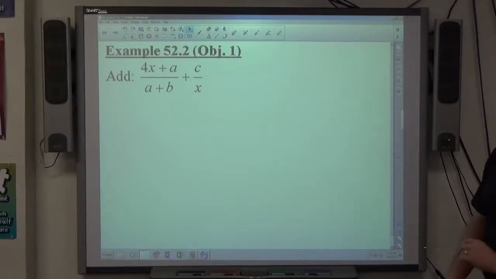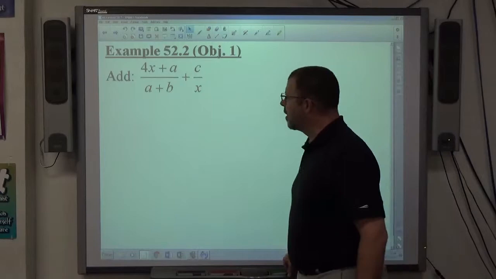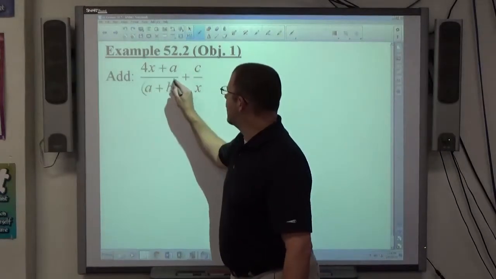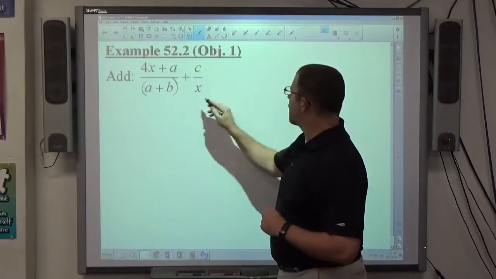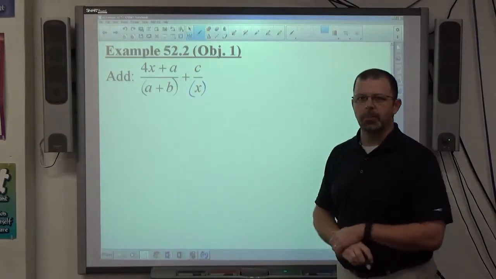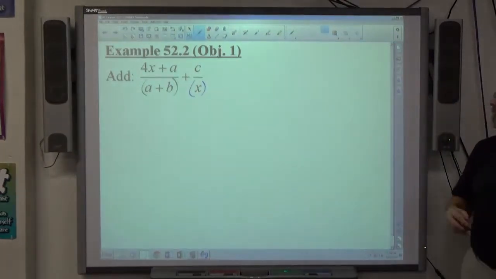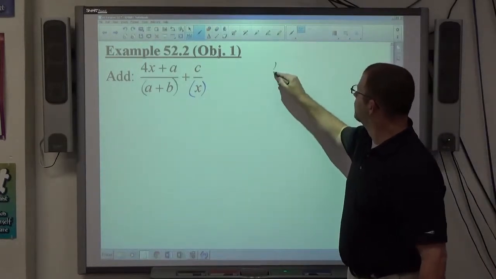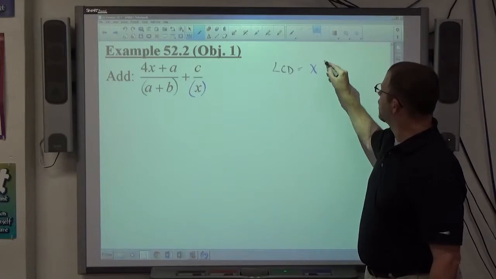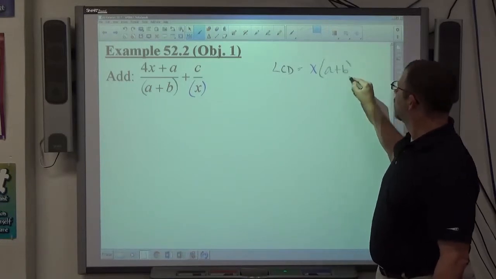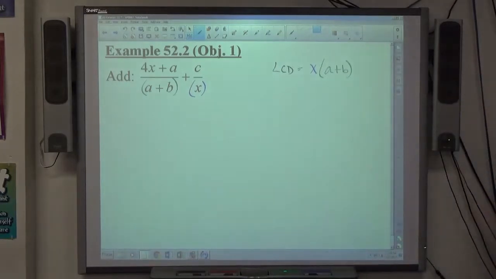Okay, example 2: 4x plus a over a plus b plus c over x. Once again, looking at the denominators, we have a plus b, they're being added together. They need to be treated as one object, so we put parentheses around them. x is a monomial, a single object, so we're going to put parentheses around it. As far as the least common denominator is concerned, the things going in the denominators are x's and a plus b's. So x times a plus b, both to the first power, is the least common denominator of the fractions.